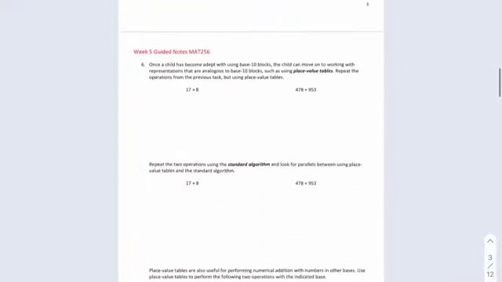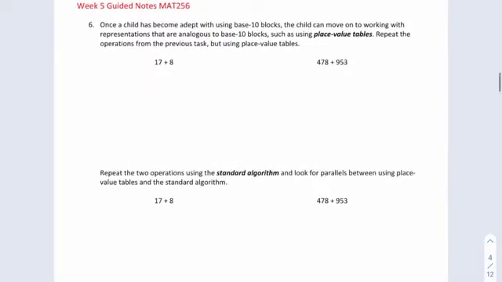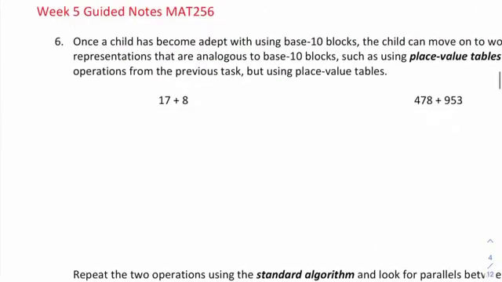All right, that's one way that kids will initially learn addition, using things, manipulatives like those base 10 blocks. Once a child has become adept at using base 10 blocks, the child can move on to working with representations that are analogous to base 10 blocks, such as place value tables. So we're going to essentially do the exact same thing we did here, but in a little bit more efficient way, but maybe more abstract, less concrete than holding a block in your hand.